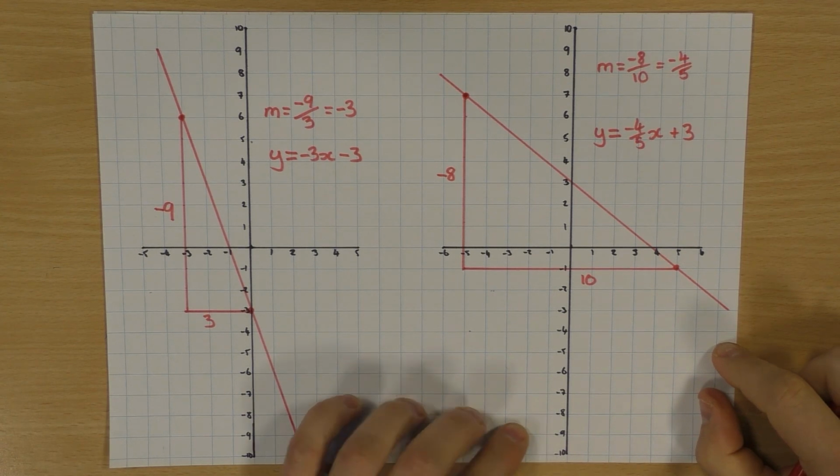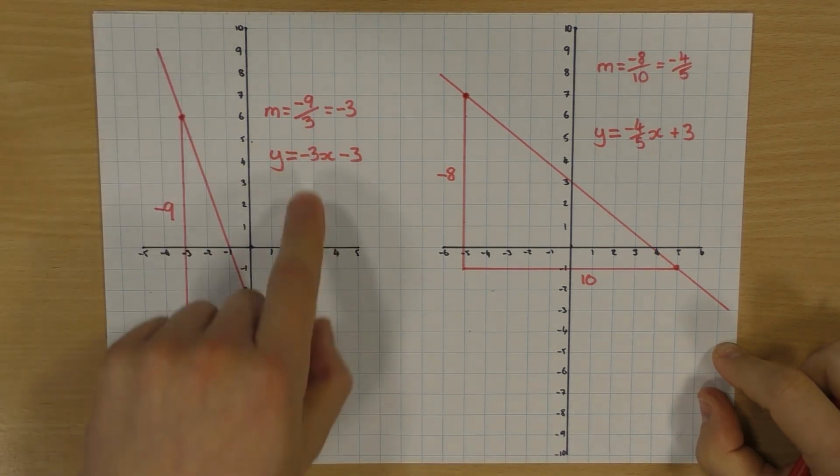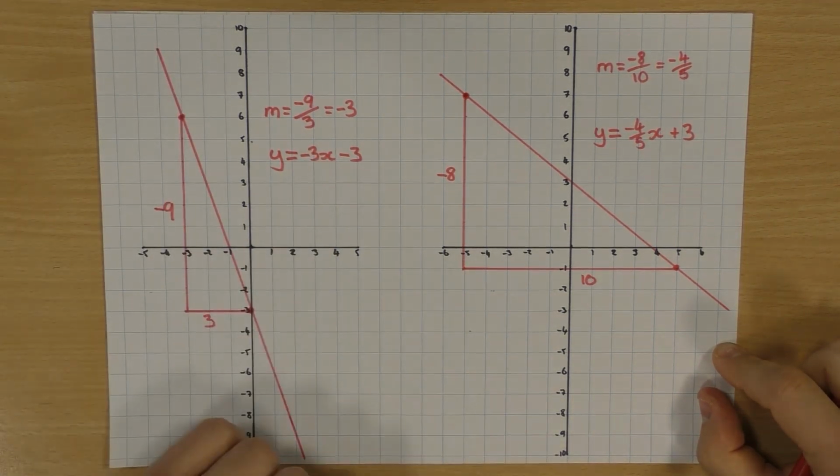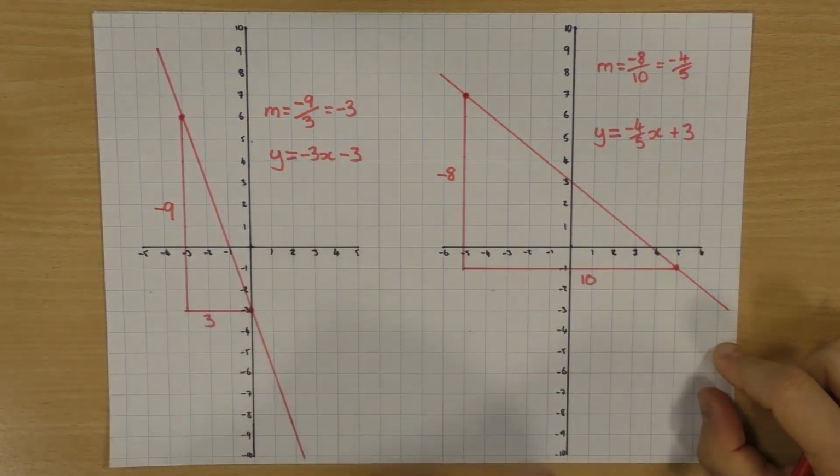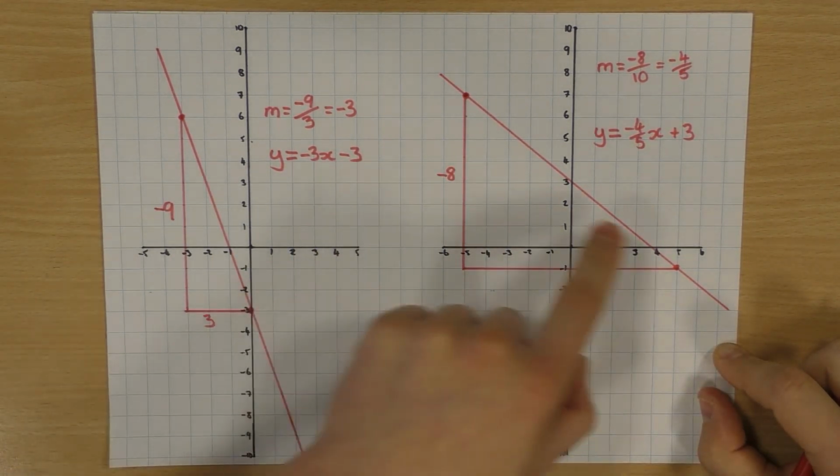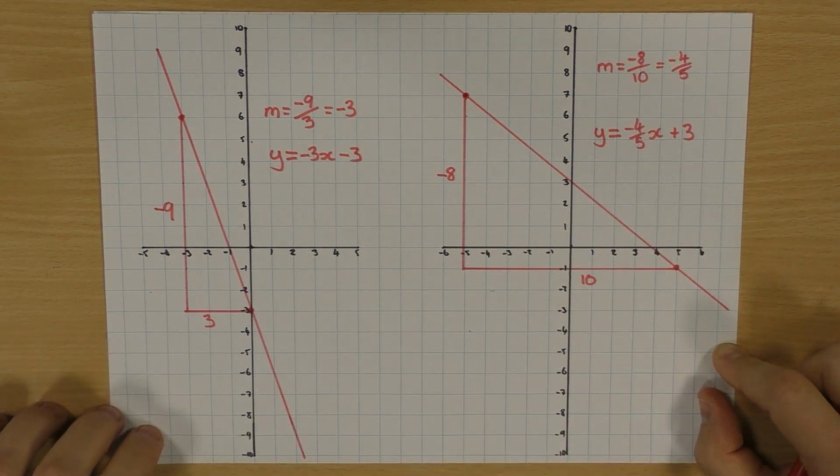Okay, so a couple of things to remember. If it's decreasing, your gradient is negative, and obviously where it crosses the y-axis, just make sure if it's a minus, you put a minus there, and if it's a positive, you put a positive there. As long as you remember those steps, you should be okay at finding the equation of a straight line.